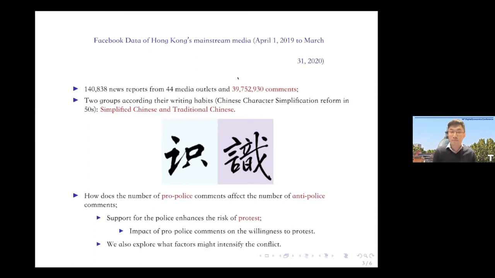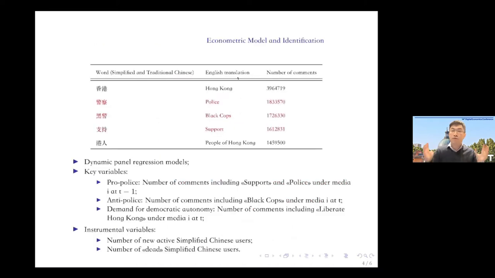In the meantime, we also want to explain what factors may intensify the online ideological conflicts. If we pool all the comments together, we see that the most frequently used words are police, support, and black cops. The words support and police often appear in the same comments, and black cops is a term that has a strong anti-police feeling. That confirms two things. The first is that, as we mentioned, the police is the focal point of this ideological conflict during the last year. The second is that people who support the police and people who are anti-police are evenly matched online.